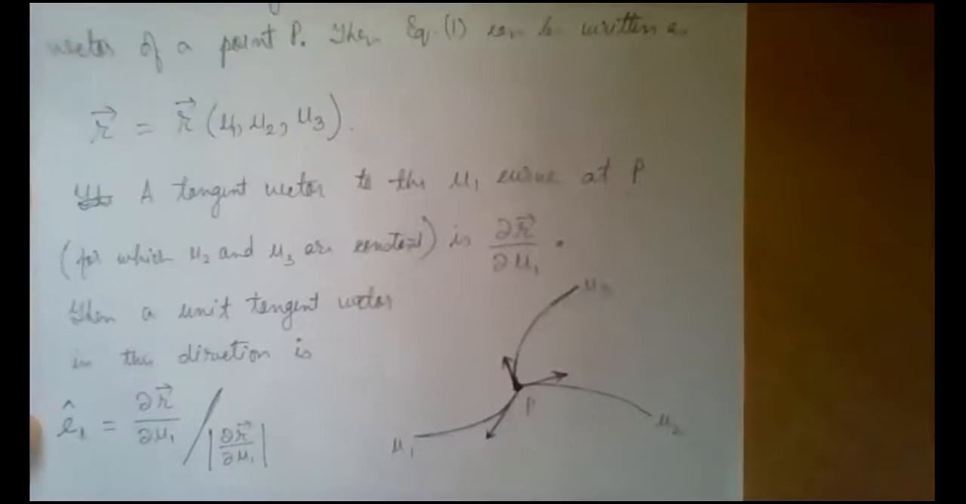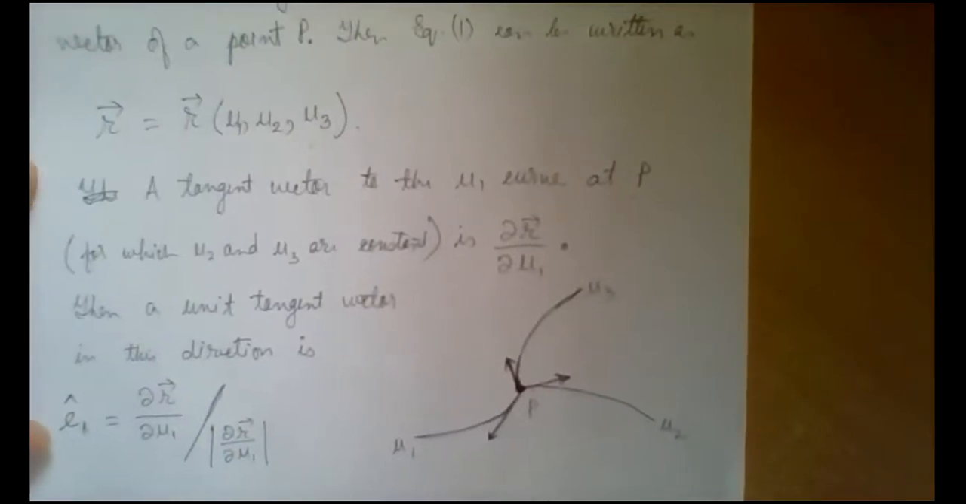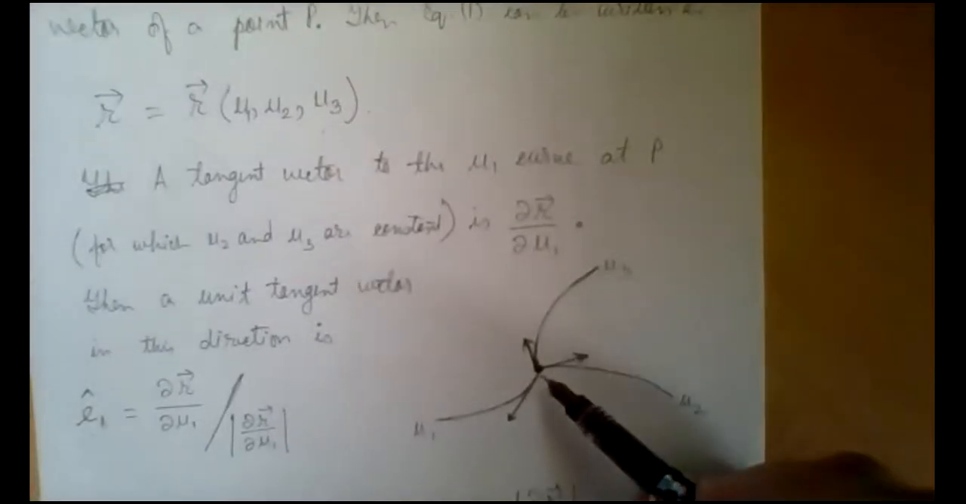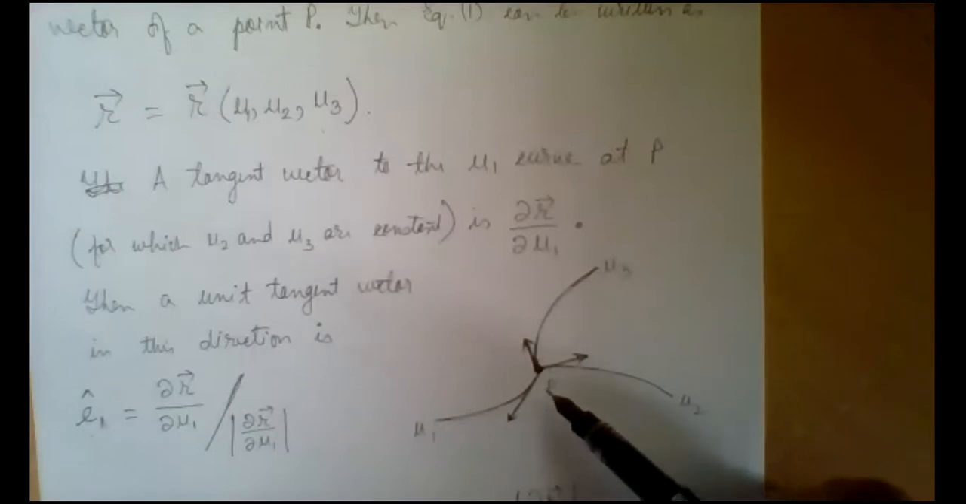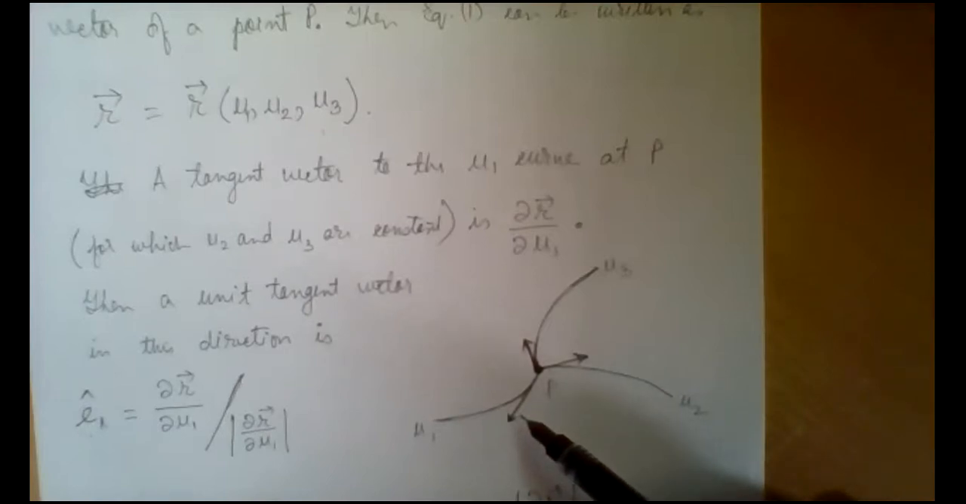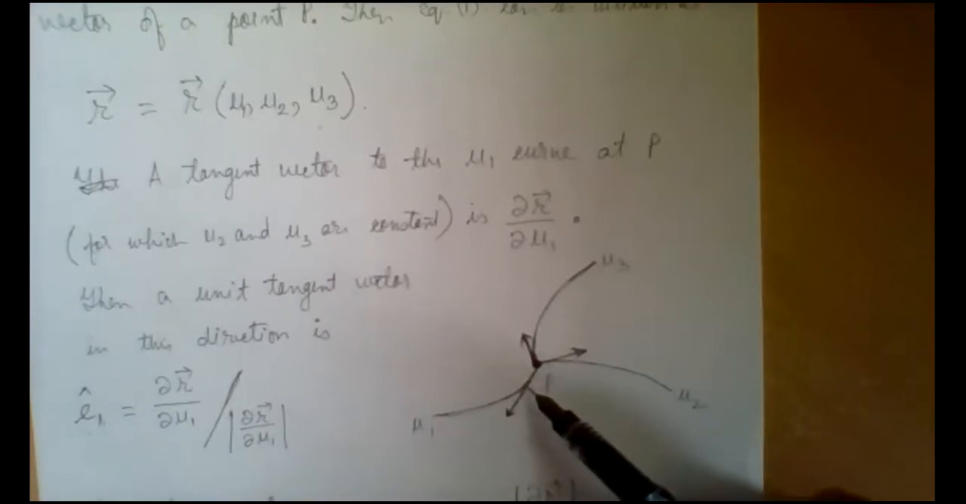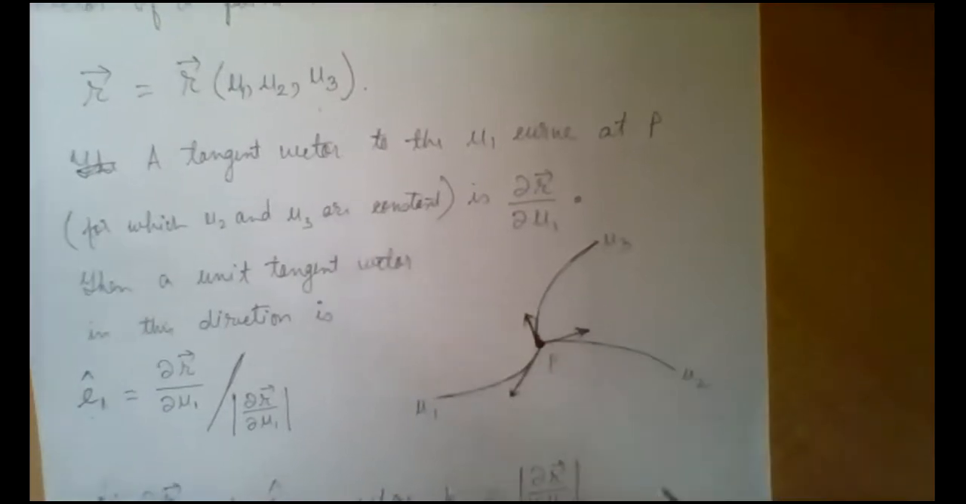And how was the unit vector obtained? At the point P, what are the unit vectors of the curves U1, U2, and U3? How do we find them? We find them by drawing tangents to the curves at the point P, and along this tangent, if I take a vector with magnitude 1, then these are the unit vectors along curves U1, U2, and U3.